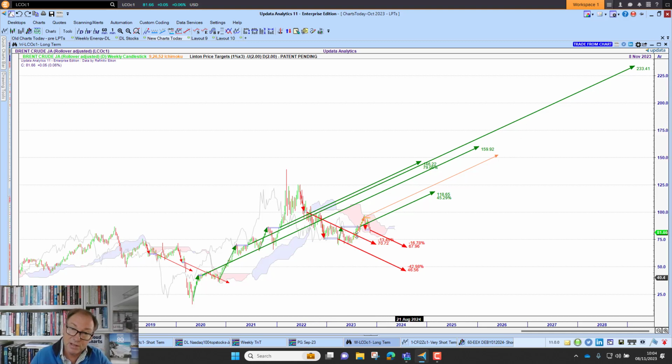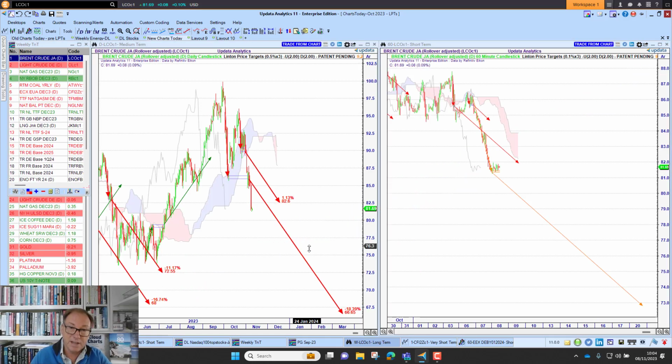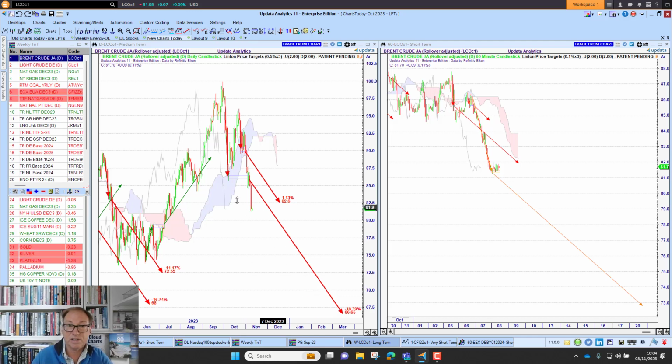Train tracks, but we've got these shorter term downside targets, and they're showing through on the daily chart. So we're seeing that downside target met. We've got another one as low as $66, and we have moved back below the cloud, and we are waiting for this one on the 60-minute chart to activate to $73. So really quite interesting to watch there.